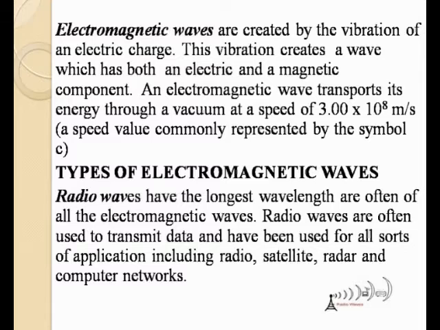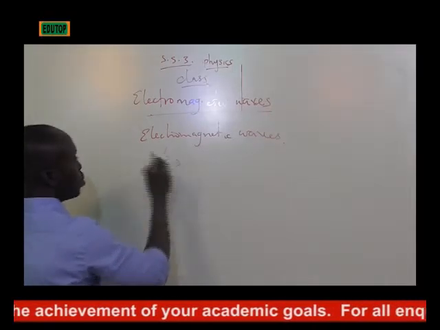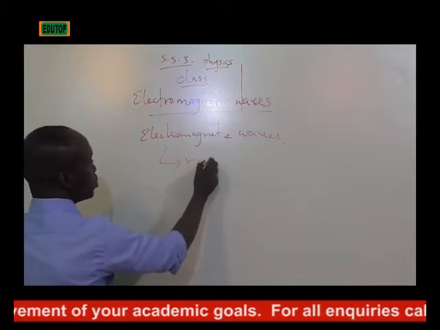This vibration creates a wave which has both an electric and a magnetic component. Are we getting it now? You need to understand what electromagnetic waves are. They don't actually have one particular definition. An electromagnetic wave transports its energy through a vacuum. These are the points you need to note. Electromagnetic waves, number one, require no medium.